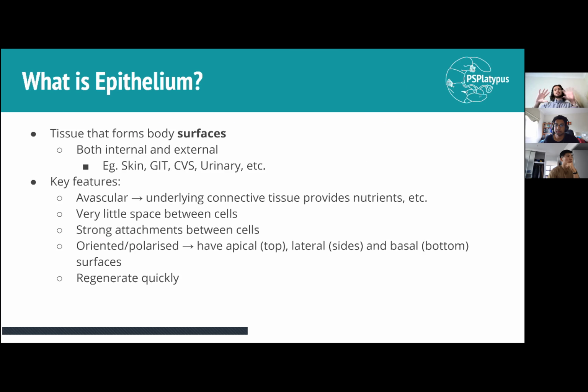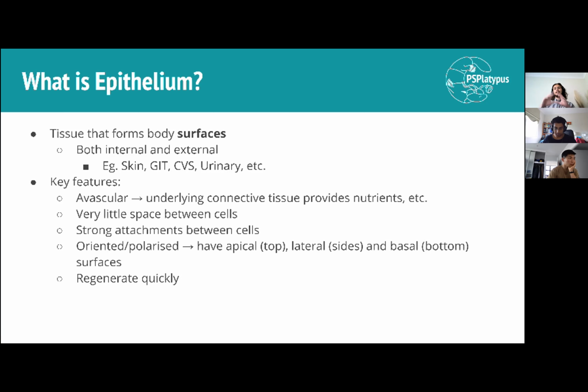Epithelium is the tissue that covers or forms body surfaces. This isn't only external surfaces like the skin, but also internal surfaces such as that lining the gastrointestinal tract, the cardiovascular system, so your veins and arteries and blood vessels, urinary tract, all of those and more. Its key features are that it's avascular, so it's not vascularized. It doesn't have blood vessels running through it.